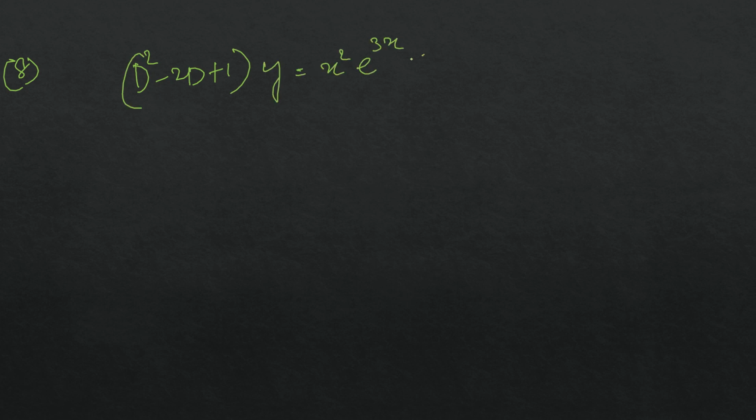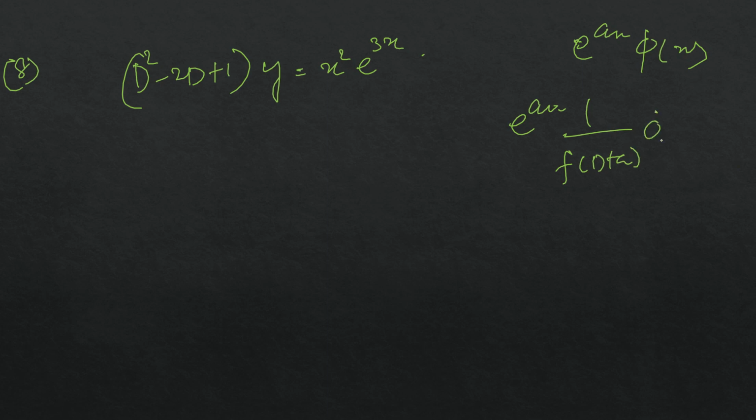Okay, next question. Question number 7 or 8, I think 8. Whatever. D square minus 2D plus 1 y is equal to x square e to the power 3x. This comes in the form of what? e to the power ax phi x. What was the particular integral for that? e to the power ax, 1 by f of D plus a, phi x. Yeah, so let's do it.